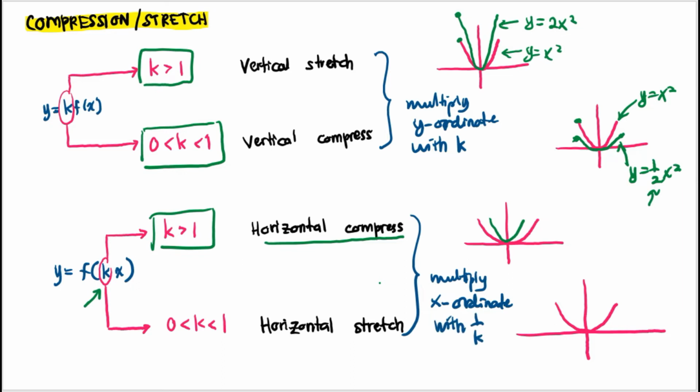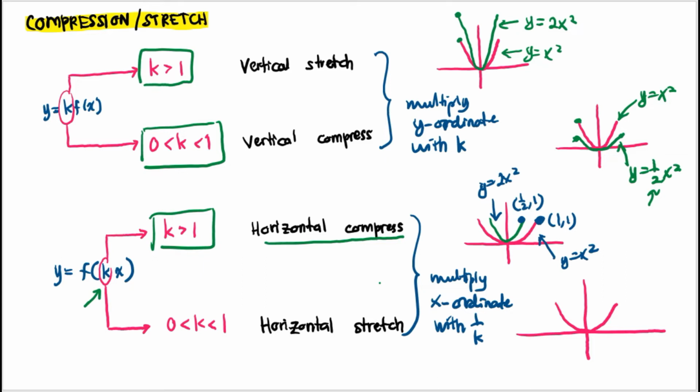So for example, suppose we have (1, 1) here, but now we have (1/2, 1). This is (1, 1), but this is (1/2, 1), because suppose this is y equals x squared, and then the green one will be y equals (2x) squared. So we multiply the x ordinate by the value of 1 over k, because it should be 1 over 2 there.